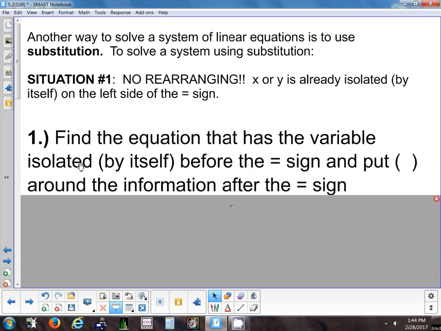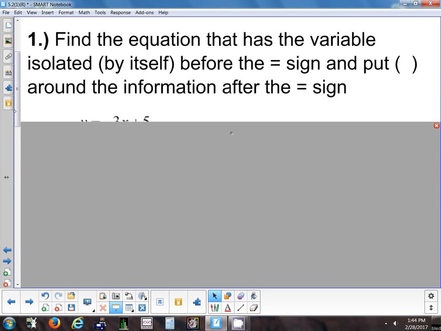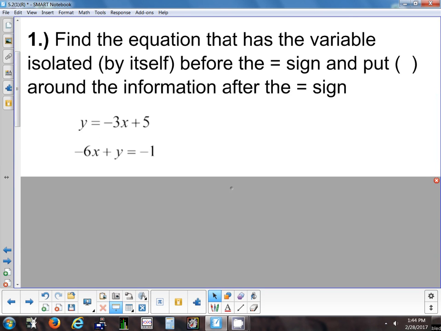So you guys have, I'm going to leave this up here, guys. I'm going to scroll down a little bit. You guys have this same example on your guided notes. So, someone tell me which equation has the variable that's already isolated, the top one or the bottom one?